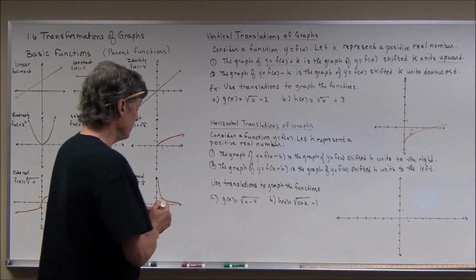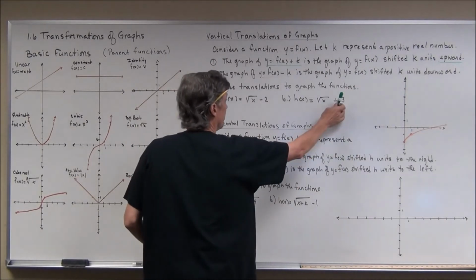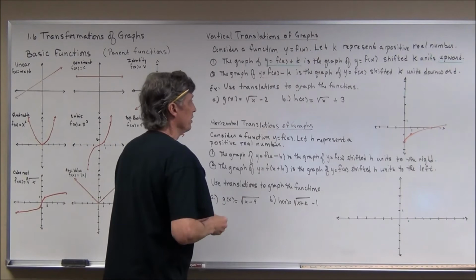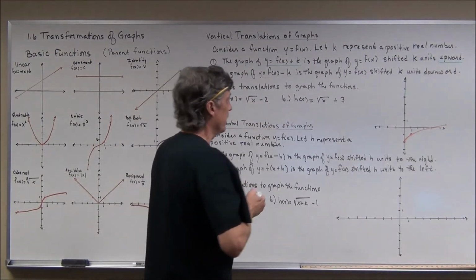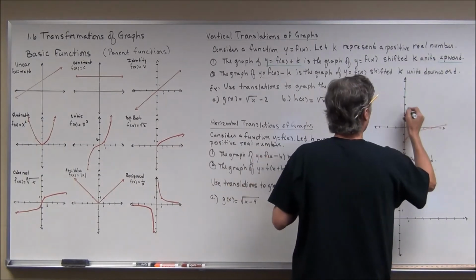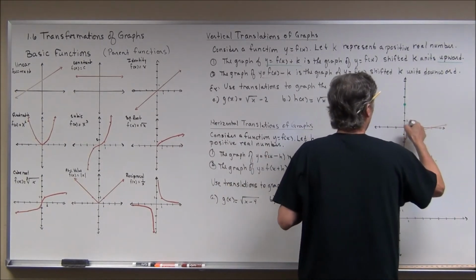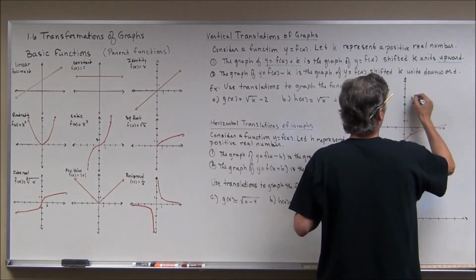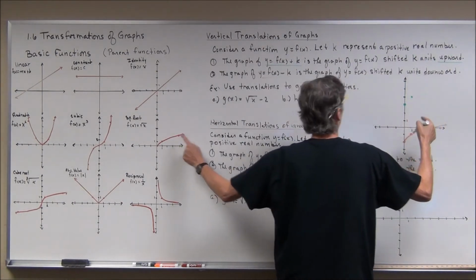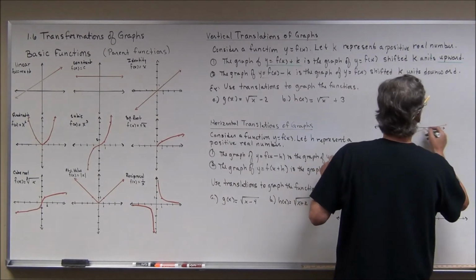Now, the next part has a +3 here, which indicates to me that it's going to be shifted upward 3 units. So I'm going to go through the same steps. 0, 0, back on the parent graph, is going to be up here at 0, 3. 1, 1 is going to be up here at 1, 4. And 4, 2 right here is going to go up to 4, 5.